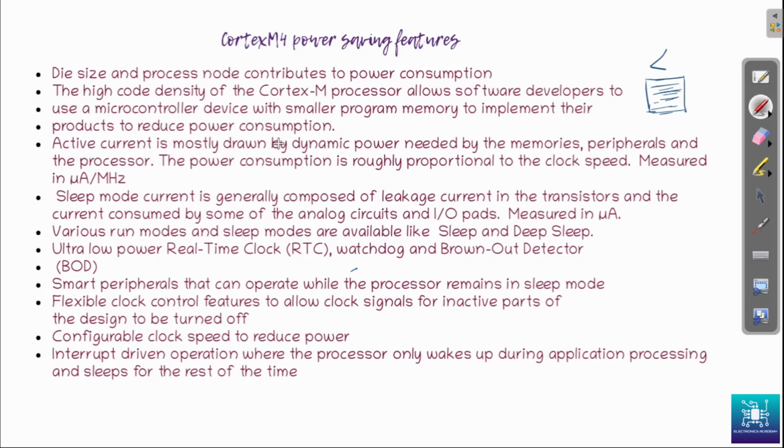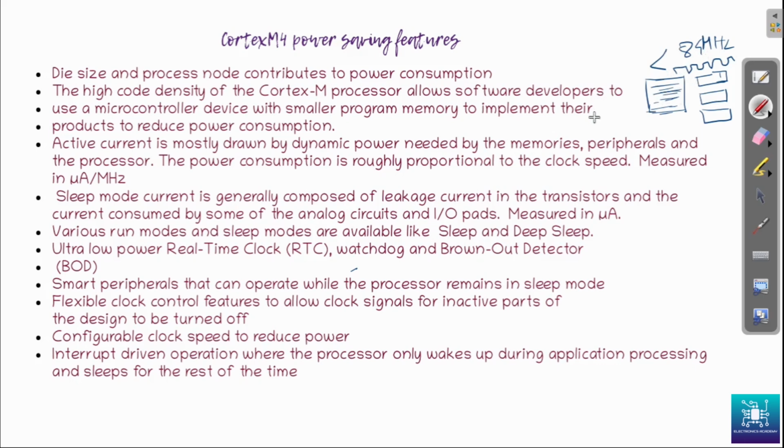The active current is mostly drawn by dynamic power needed by memories, peripherals, and the processor. Active current is when your processor is awake, running various peripherals, doing various jobs, doing some calculations and so on, and the clock is running for that particular processor at some clock frequency. For us, it's say 84 megahertz. So this is the active state, and the power consumption in the active state is roughly proportional to the clock speed.